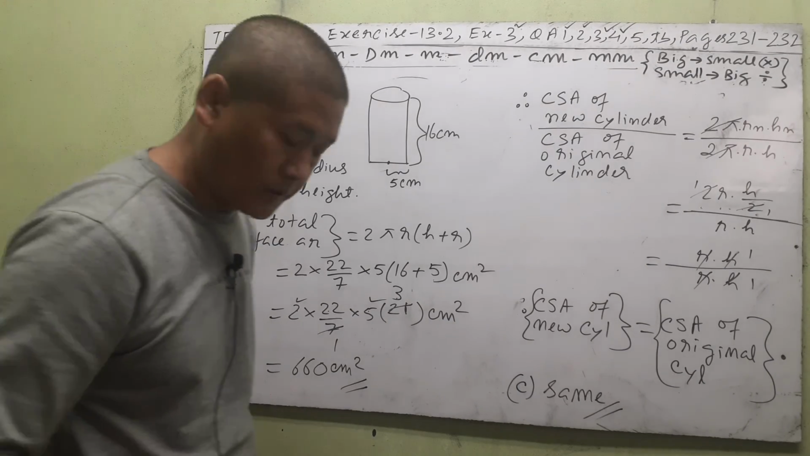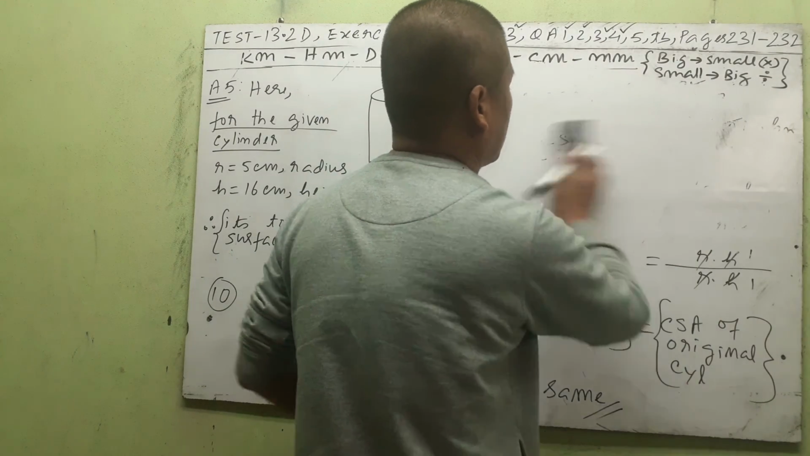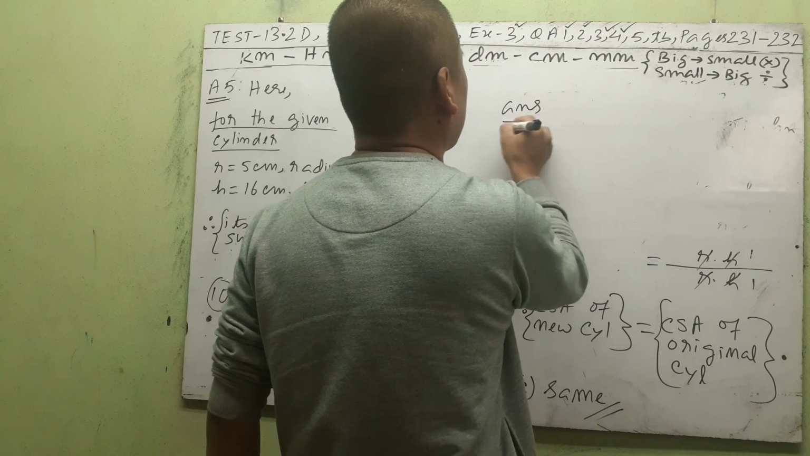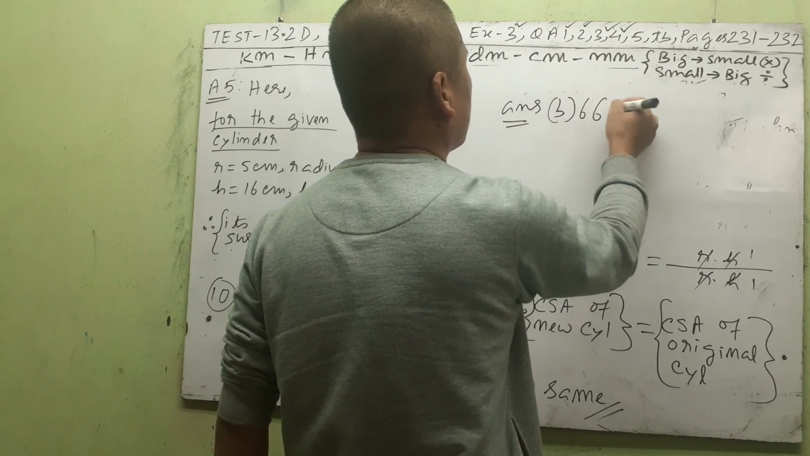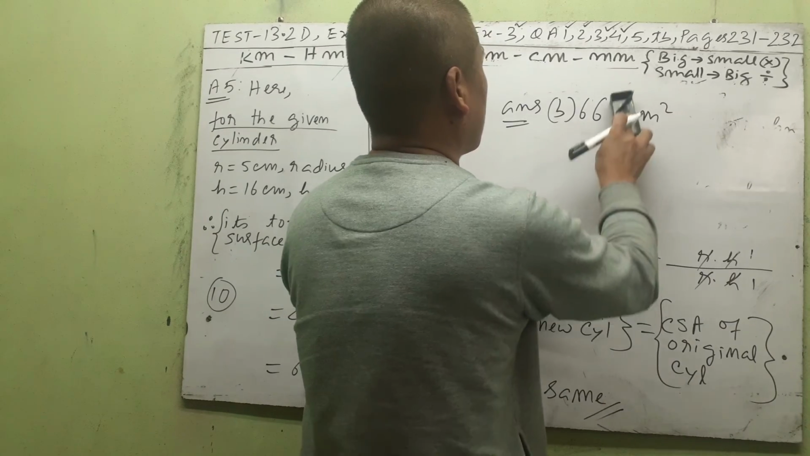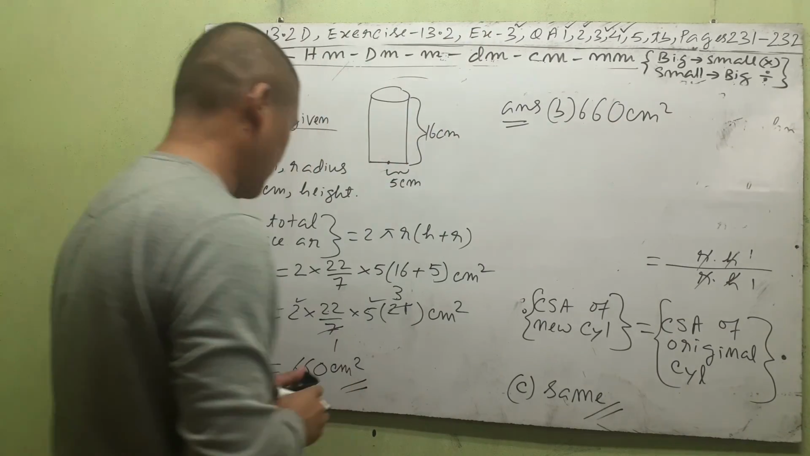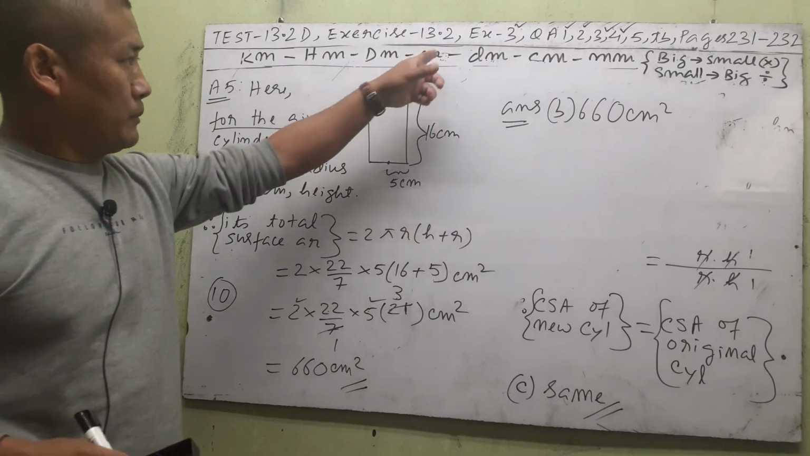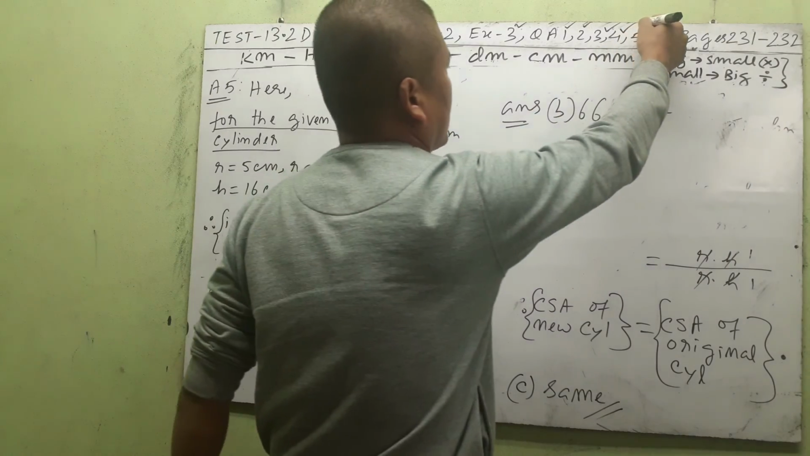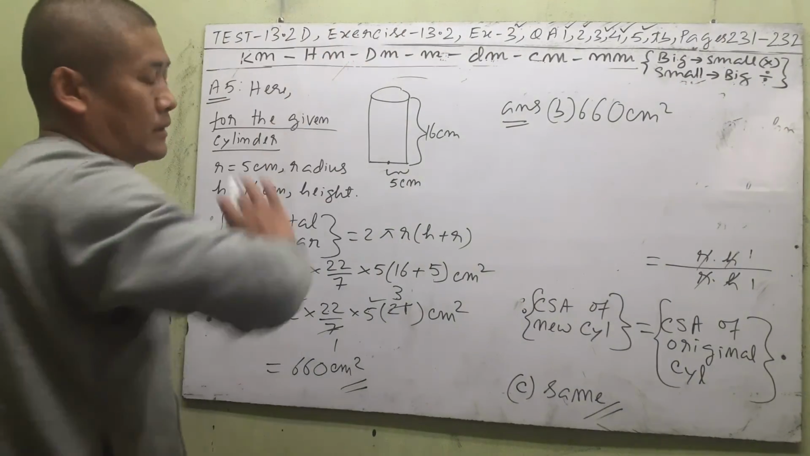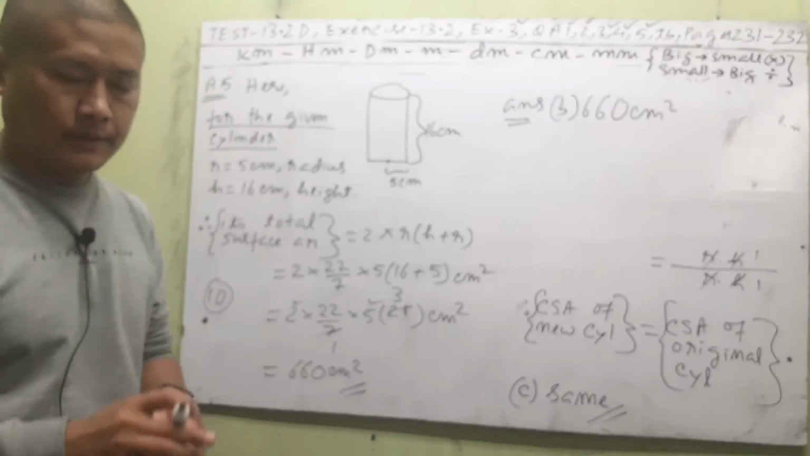So the matching answer choice is B. Your answer is choice B, 660 centimeter square. So that completes the part 4 test, the last test of this exercise 13.2, this is 13.2D.